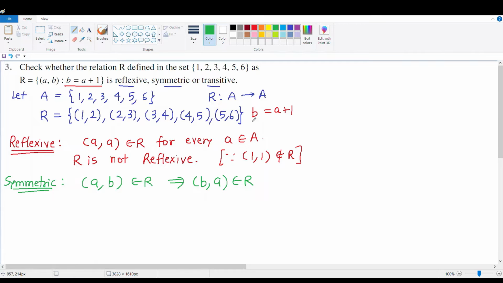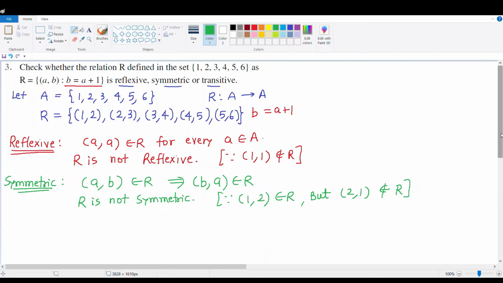Why? Because by the definition, it won't be true, because you are given b equals a plus 1. So you will never have (b, a) belongs to R. So it is not symmetric either. So R is not symmetric. And why is it not symmetric? Just one example: because (1, 2) belongs to R, but (2, 1) does not belong to R.